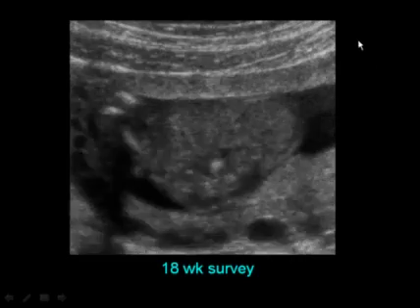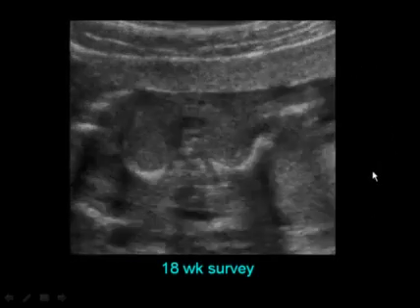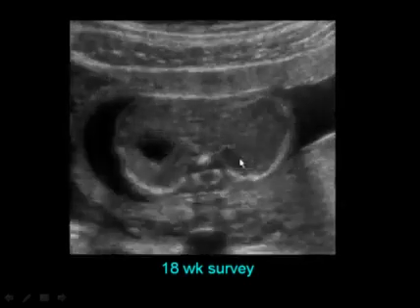Here's a clip going from the pelvis up through the abdomen, starting at the bottom, down by the bladder, and again, the kidneys here and the adrenal above.